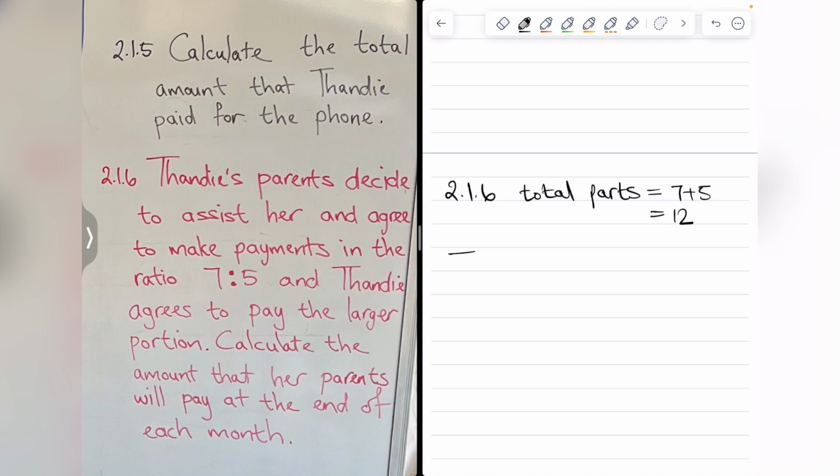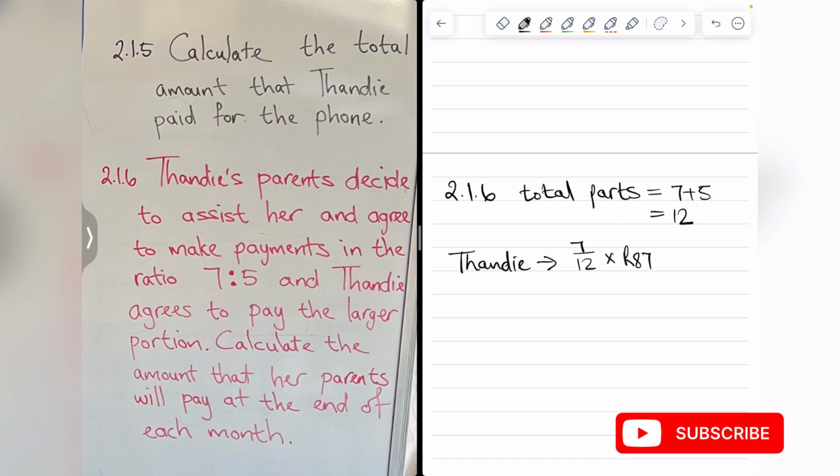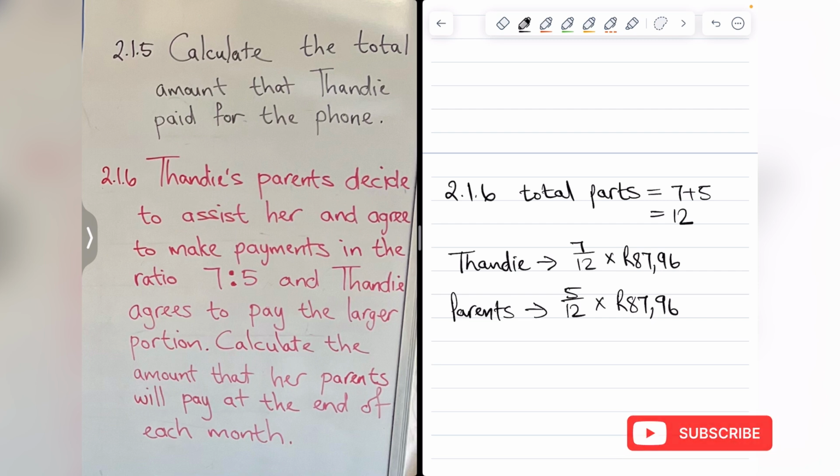So Thandi, according to the information here, is going to pay, I think I'll just use an arrow here, the larger portion. So the larger portion of this ratio is 7. So she's going to pay 7/12 of 87 Rand 96 cents. And her parents are going to pay 5/12 of 87 Rand 96 cents. And that is the part of the calculation that, if you struggled with this, was probably the part that you would be struggling with.